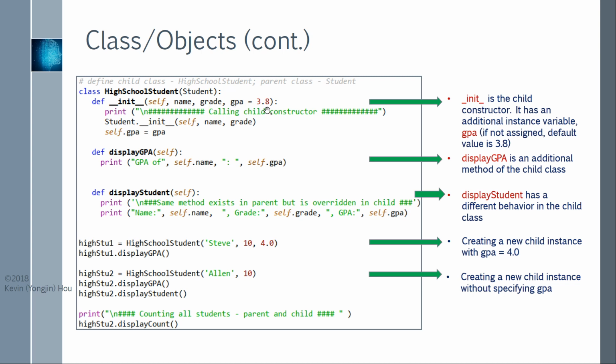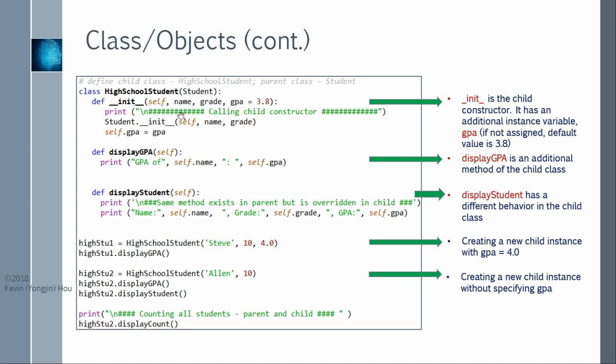Now we have something new called the GPA. So GPA is the last argument to the class. As we can see, the GPA is a default argument. That means if you do not pass a GPA, the GPA will be 3.8. So this GPA is a new attribute, new data member, and new instance variable to the class. Because for high school students, GPA counts, right? So we want to define a new attribute called the GPA. But the GPA again is a default argument. If you do not specify it, 3.8 will be taken as the default.